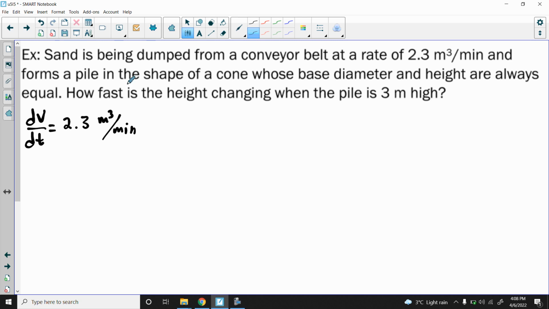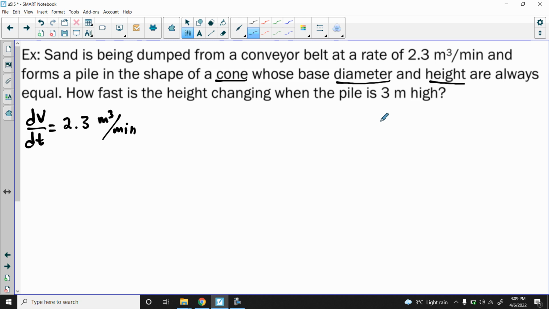And forms a pile in the shape of a cone, whose base diameter and height are always equal. So that's what I was talking about: with some questions, the piece of information they give you in a cone is more obvious. So that's a perfect example of how this is the more obvious type.